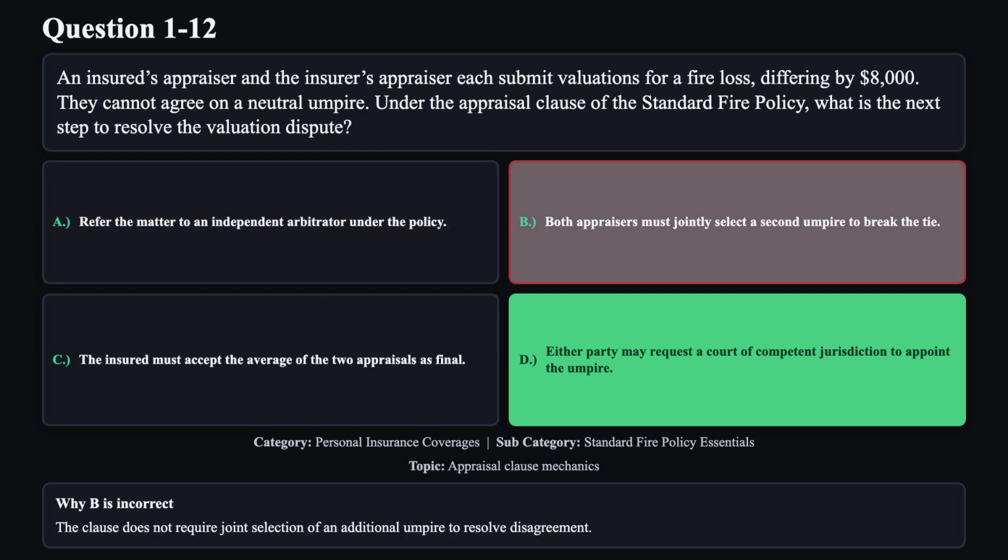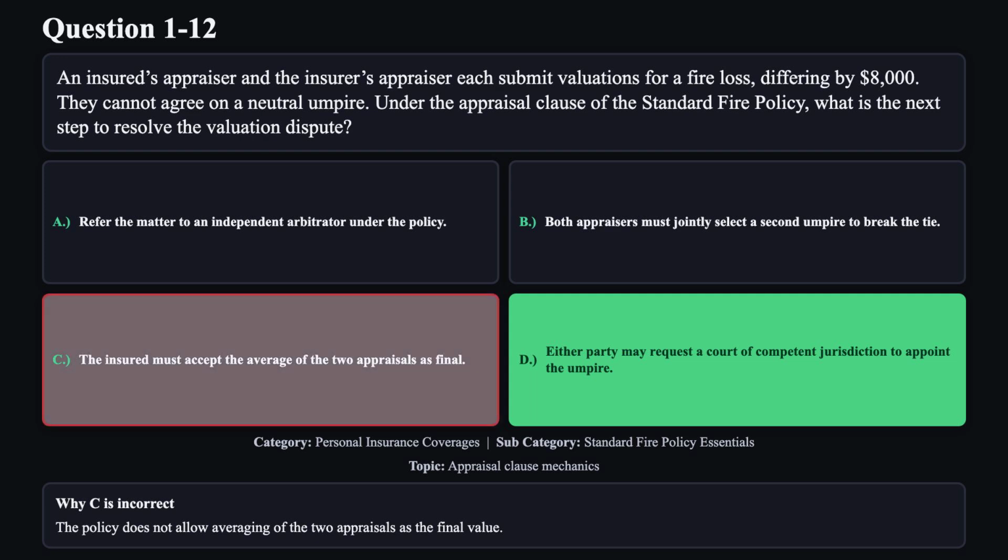Reason B is not correct. The clause does not require joint selection of an additional umpire to resolve disagreement. Reason C is not correct. The policy does not allow averaging of the two appraisals as the final value.